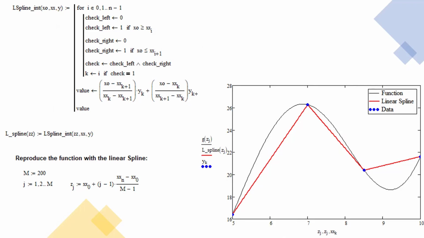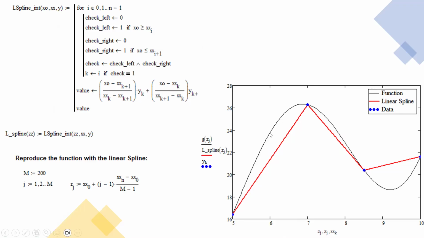On the plot, we can see three things. The first one is the true function, shown by the black line, the linear spline as a red line, and the data points. As you can see, the linear spline passes exactly through all the data points as we expected. However, between the points, since the approximation is linear piecewise, it doesn't perfectly capture the function.